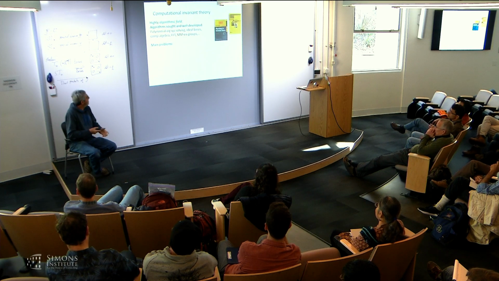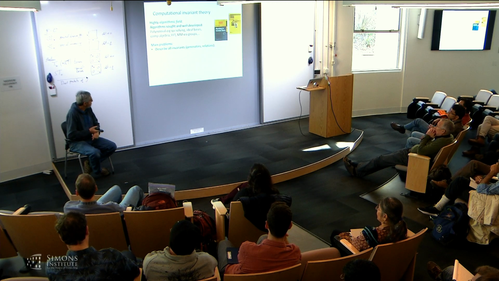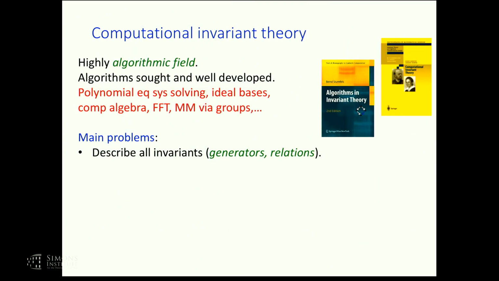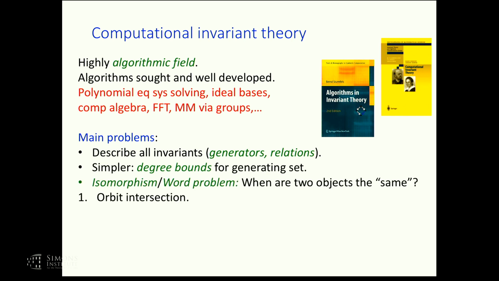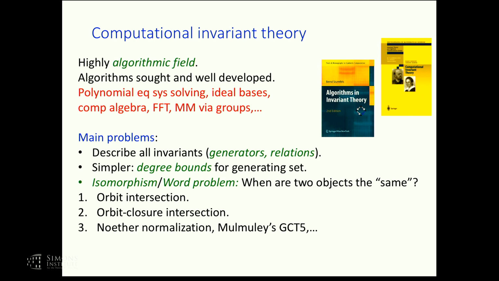And the main computational problems, they look at computational problems and structural problems. You want to describe all invariants, so that is, give generators, give relations between the generators. You want to get degree bounds, as I mentioned, which is a simpler problem. And then there are all these isomorphism problems that we started talking about before. When are two things the same under the group action? This isomorphism problem. So we want to understand maybe whether two orbits intersect or two orbit closures intersect.